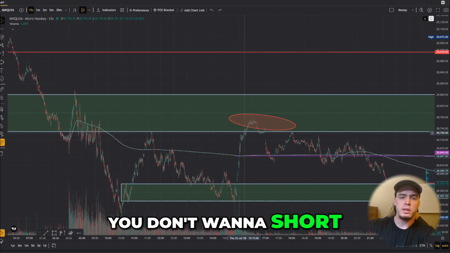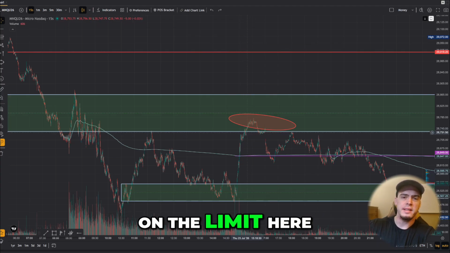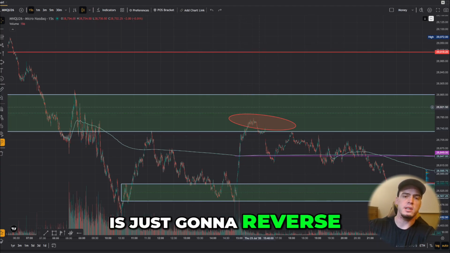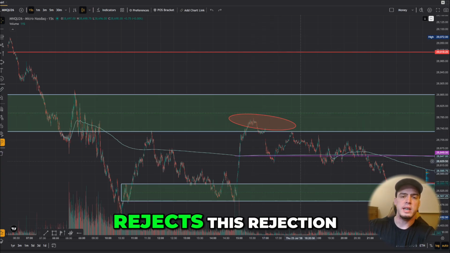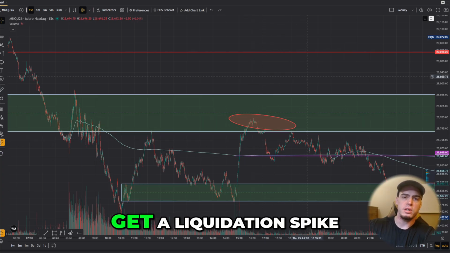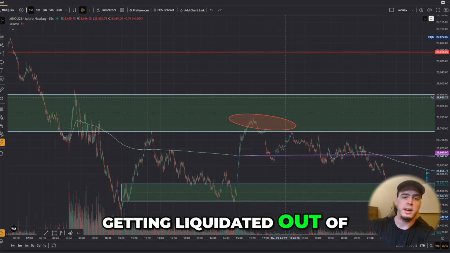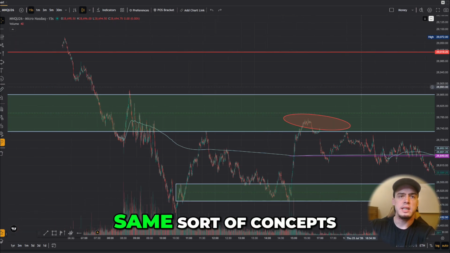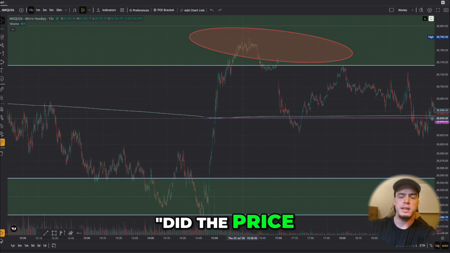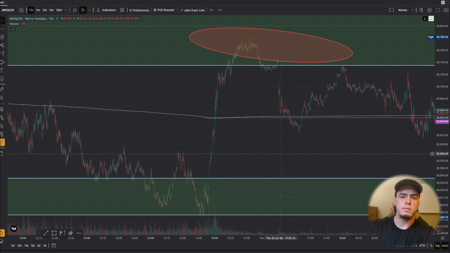Well, generally you don't want to short sell on the limit here, because if the market is just going to reverse and continue and it rejects this rejection, then you could just get a liquidation spike where everybody's getting short squeezed and then you're getting liquidated out of your account. So we use the same sort of concepts and say, did the price reject a specific point?